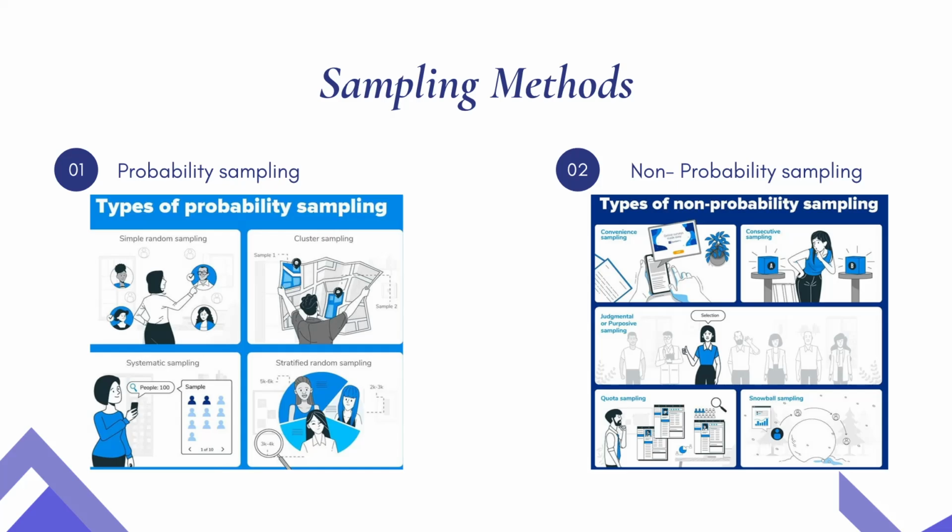The next type of method is cluster sampling. Cluster sampling is a method where the researcher divides the entire population into sections or clusters. So clusters are identified and included in a sample based on their demographic parameters like age, gender, location, etc.